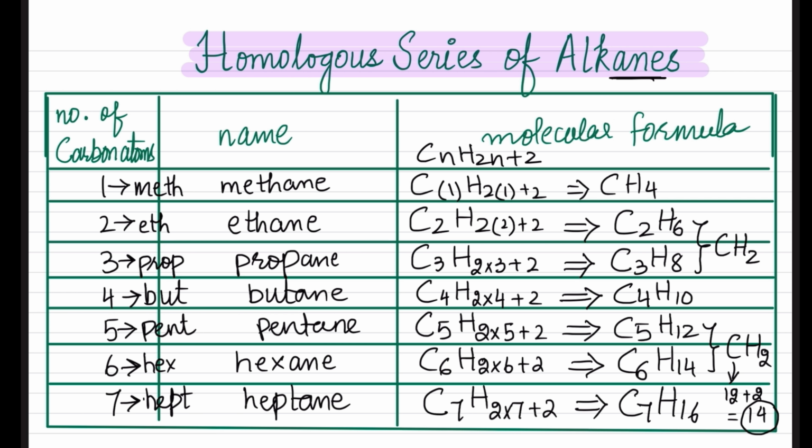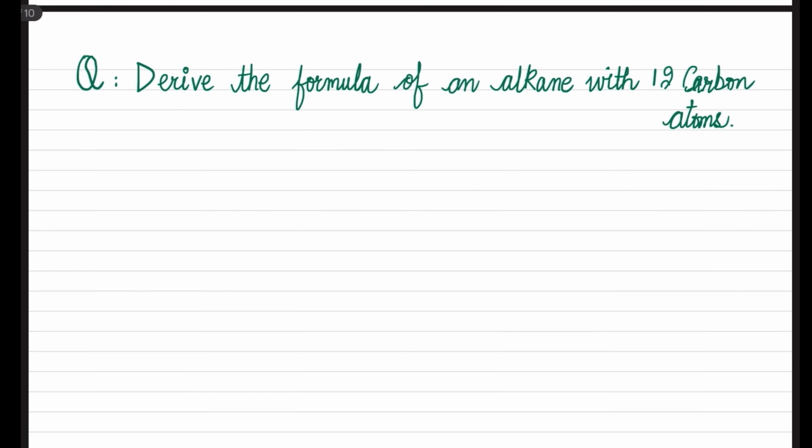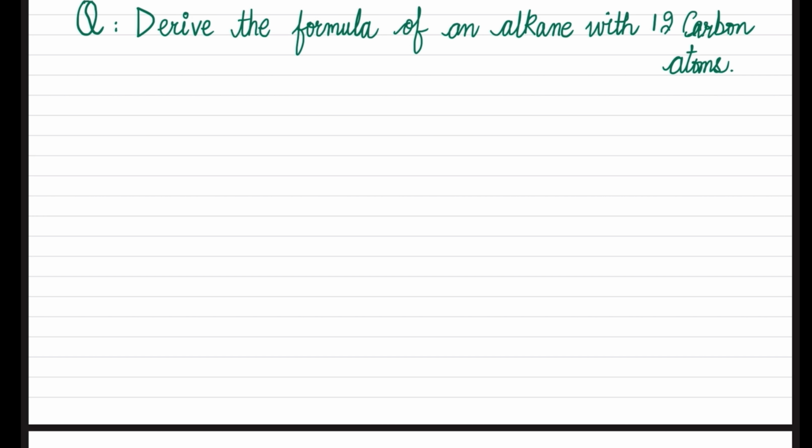Gradual means that a regular trend or a pattern is followed. No ups and downs are present when we go from one alkane to another alkane. There is a regular trend that is followed. So now we will do a question.